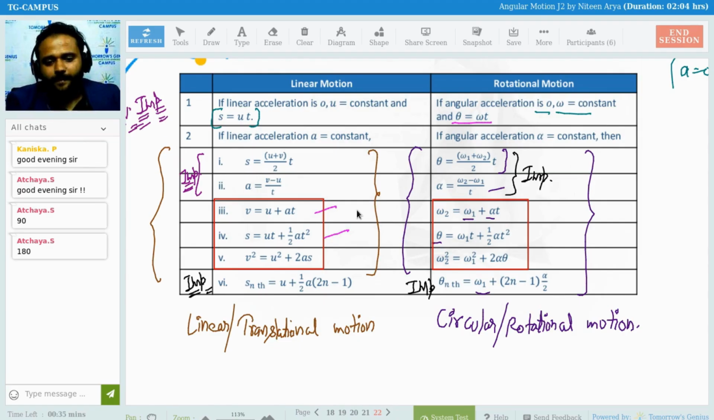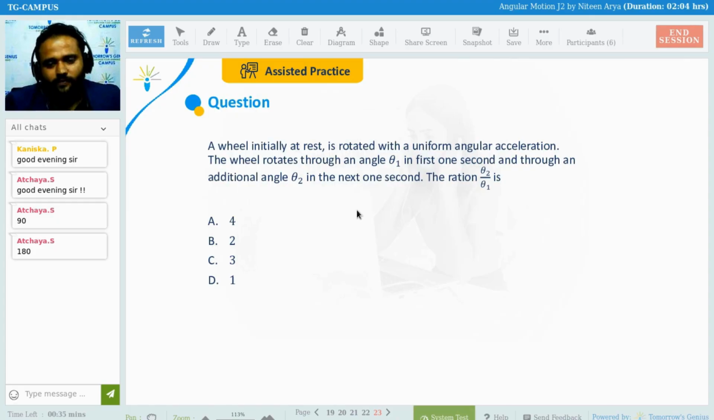Clear na? Okay, so I think on the next page you have a question. Do that. A wheel initially at rest. Read this. Initially at rest means omega 1, the initial angular velocity, is 0. Rotated with a uniform angular acceleration, the wheel rotates through an angle theta 1 in the first 1 second and through an additional angle theta 2 in the next 1 second. So find the ratio of theta 2 by theta 1. Very easy.